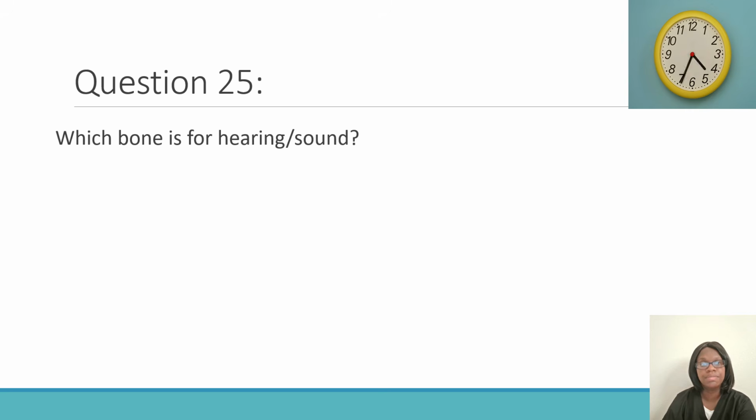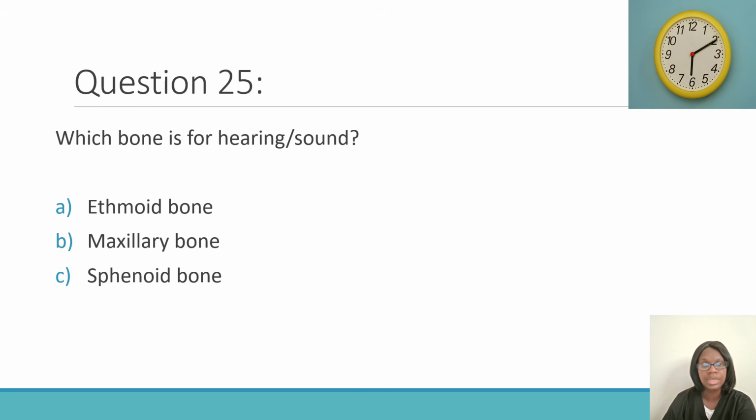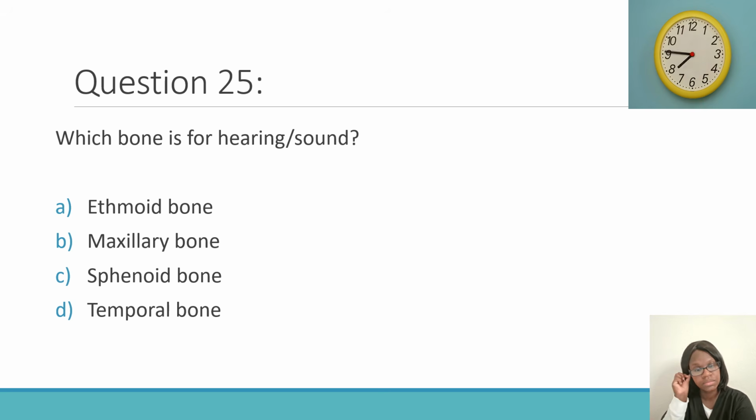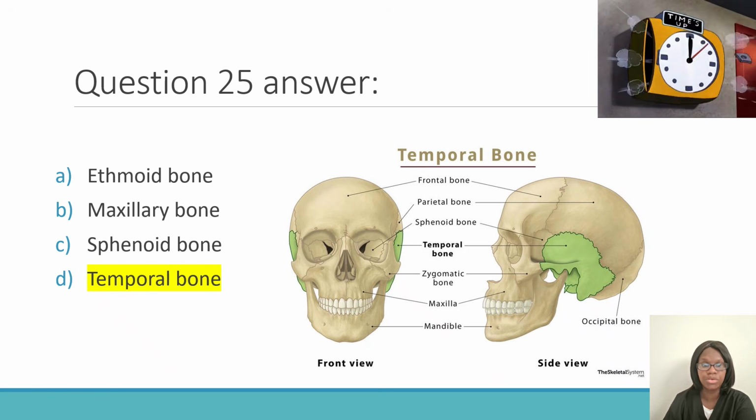Question 25. Which bone is for hearing or sound? A, ethmoid bone, B, maxillary bone, C, sphenoid bone, or D, temporal bone? Okay, the correct answer is temporal bone.